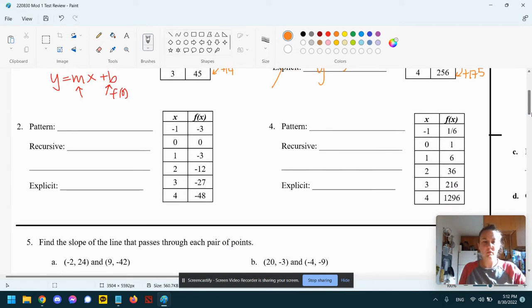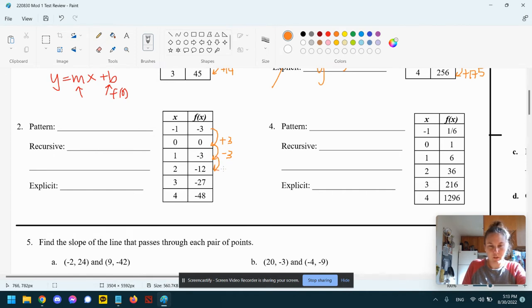Next one, let's check for linear. Negative 3 to 0 is plus 3. 0 to negative 3 is minus 3. Already we know it's not linear. It looks like we're not multiplying by the same thing either, because if we went from negative 3 to negative 12, that would be times 4, and negative 12 times 4 is not 27. So we know it's not exponential.